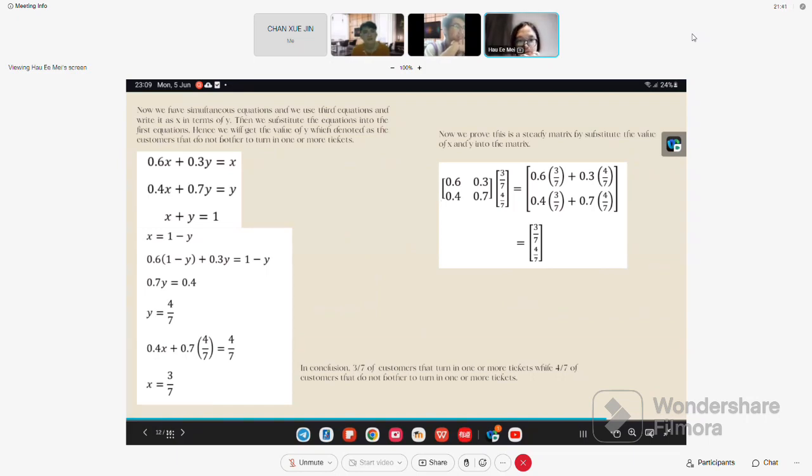In conclusion, 3/7 of customers turn in one or more tickets, while 4/7 of customers do not bother to turn in one or more tickets. So now we prove this is a steady matrix by substituting the values of x and y into the matrix. So we will get the same matrix again. So this is the steady matrix. So thank you for listening.